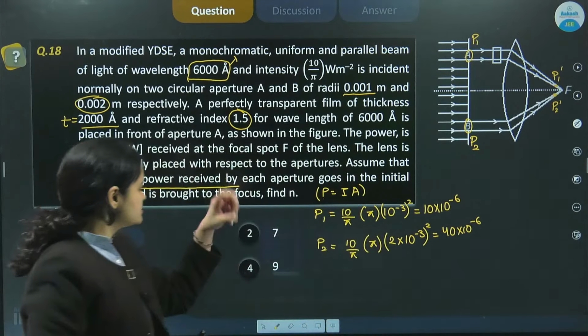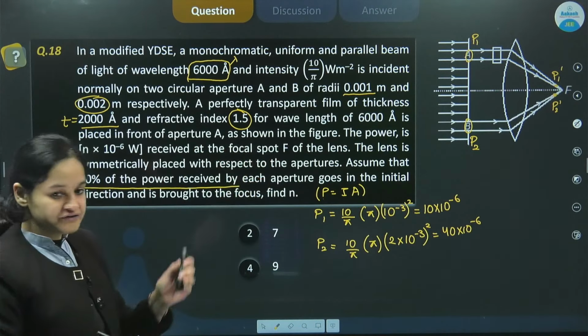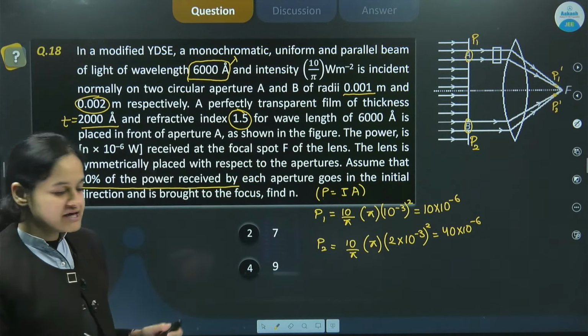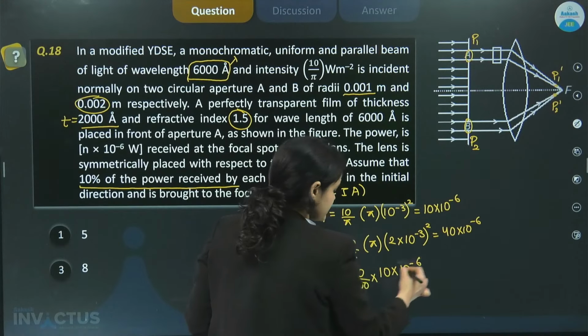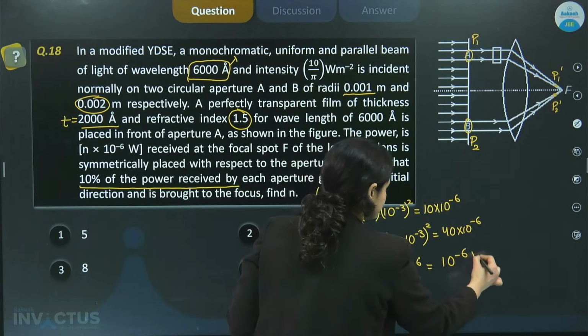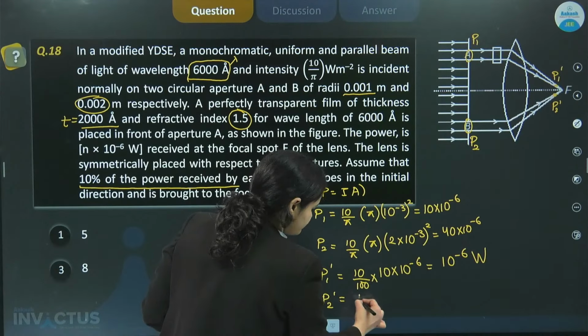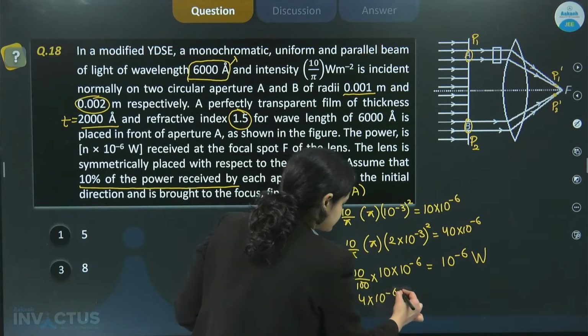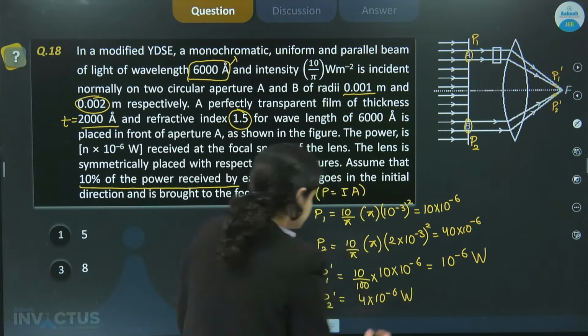ठीक है, but the intensities which are actually interfering there, जो power है वो value हो जा रही है P1 dash is just the 10% of this. So 10% of 10 into 10 to the power minus 6 is turning out to be 10 to the power minus 6 only. Similarly P2 dash की value हमारे पास कितनी आ जाएगी? This is turning out to be 4 into 10 to the power minus 6 watts. ठीक है, क्योंकि only 10% of this is actually 10% of P2. This is what is happening here.